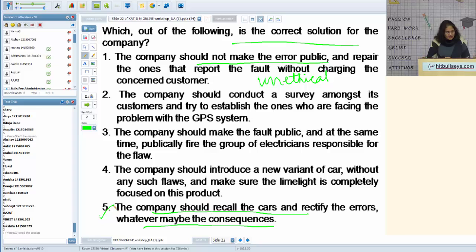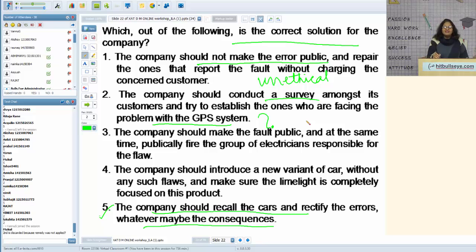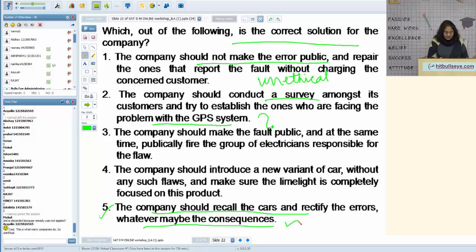And the second one, Lakshita, Vineet, Rajat: the company should conduct a survey amongst its customers and try to establish the ones who are facing the problem with the GPS system. This looks good, but what is the next step? Just by conducting the survey and establishing who has got it wrong, it has not resolved. The issue will be resolved when the problem is rectified. So very cunningly, they have not given that as a part of the second option. Yes, Mukul, the remedy was not applied. The remedy is not there. Guys, importantly, it has to be remedied. The situation has to be resolved, and that is done only in the fifth.